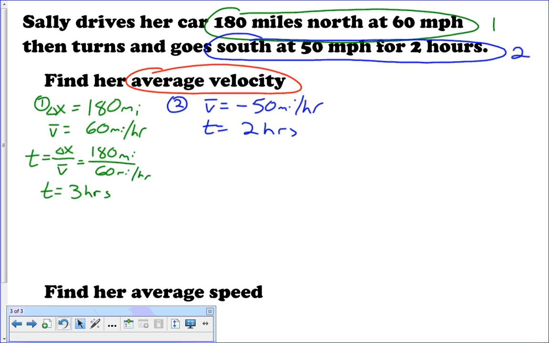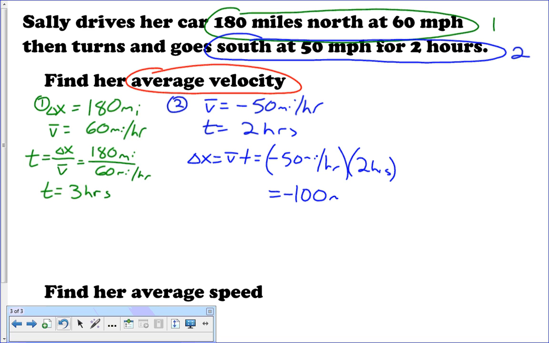Okay? And then similarly, over here, for chunk 2, I don't know my displacement. I don't know how far I went. So let's find it. Displacement is velocity times time. We're going to go negative 50 miles an hour for 2 hours. We're going to go negative 100 miles. Okay? So now that we've done that extra legwork, now we can find our average velocity and our average speed.